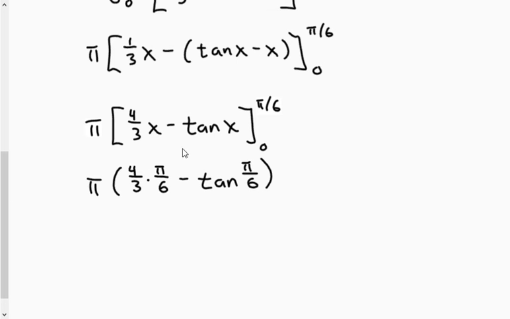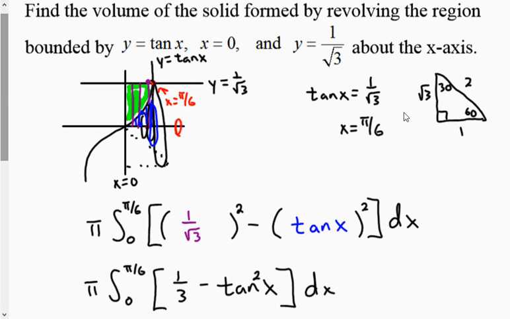If I put 0 in there, I'm going to get 0. It's the beauty of having 0 as one of the boundaries. When it's a trig function, it's not always 0, but the tangent of 0 is 0. So now here I've got pi times. This is going to be 4 pi over 18, which would reduce to 2 pi over 9. And then the tangent of 30, hey, look at this, I got my friend right here.